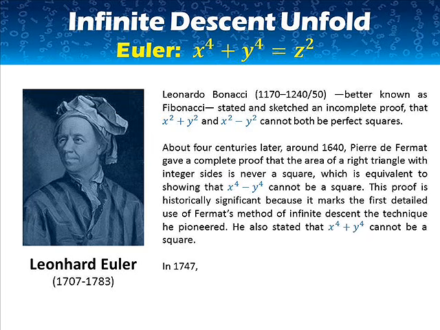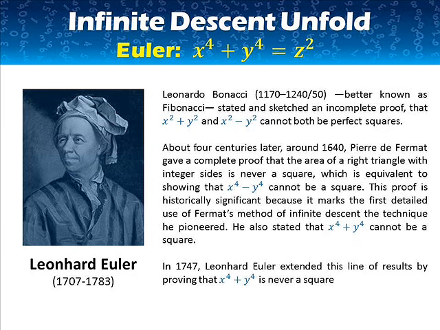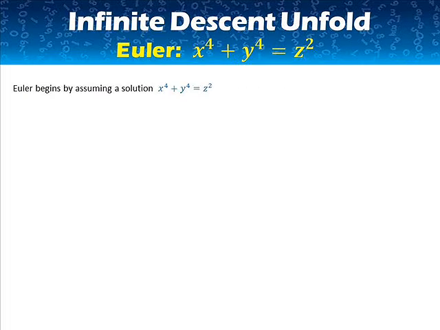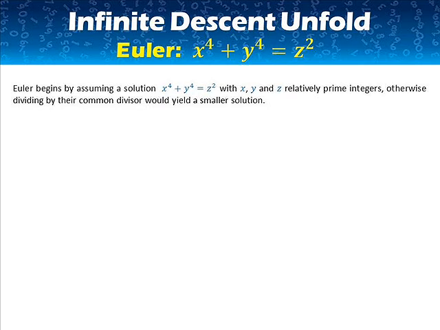In 1747, Leonhard Euler extended this line of results by proving that the sum of 2 fourth powers is never a square, applying Fermat's infinite descent method. Since Euler's argument is the most straightforward to follow, we will begin with it. Euler begins by assuming a solution with x, y, and z relatively prime integers. Otherwise, dividing by the common divisor would yield a smaller solution.